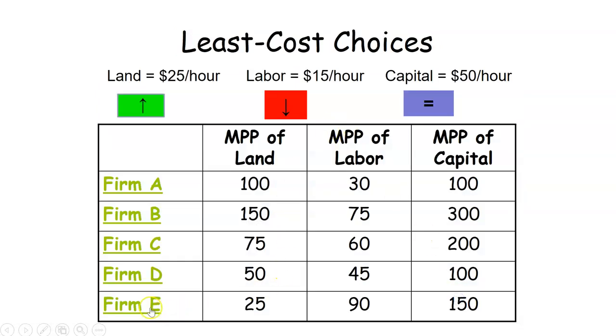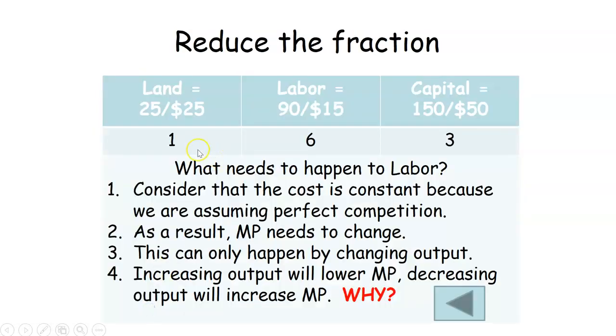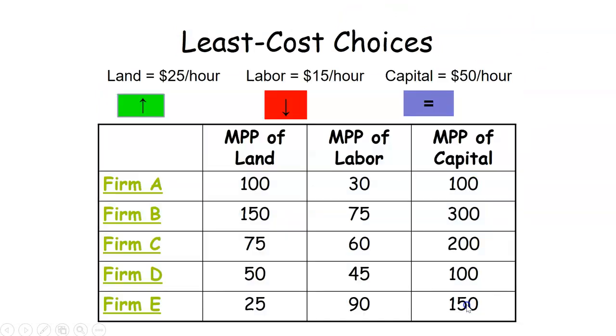For our last one, we are now going to be faced with a situation where we have a 1, a 6, and a 3. Now there's actually a couple of different ways you could go with this one. Because we don't already have two that are equal, you could increase labor and capital, or you could add more labor and less land. Either combination would get those numbers closer to being equal to each other.